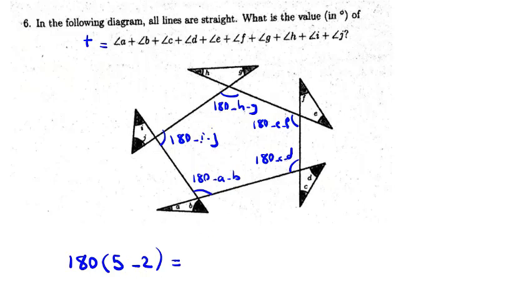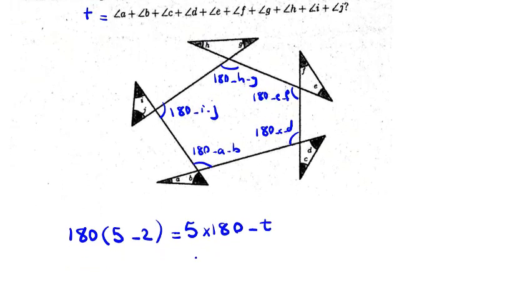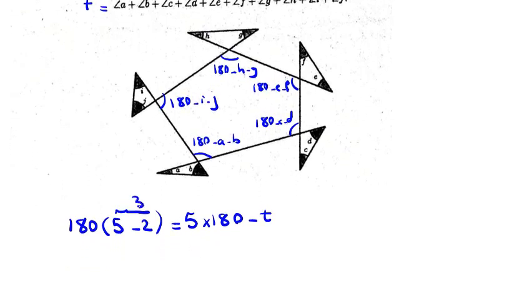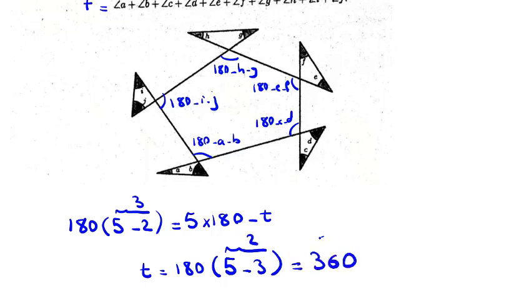Okay, so if you add up all these numbers, 1, 2, 3, 4, 5, it will be 5 times 180 minus a minus b minus, it will be minus t. Now we have one equation, one variable, we can find t. So t equals 5 times 180 minus 3 times 180. We factor out 180, it will be 5 minus 3, which is 2. 2 times 180 is 360. So the answer, t equals 360 degrees.